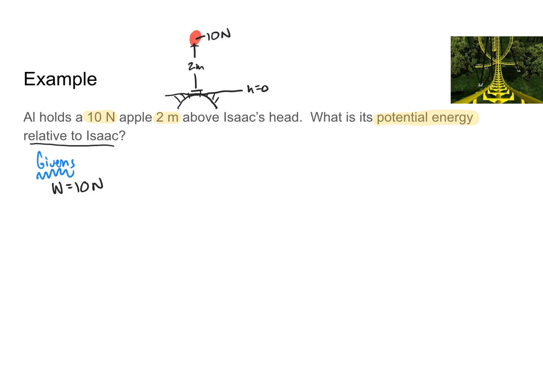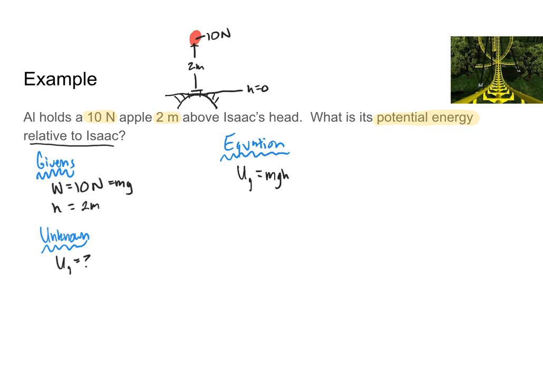So I'm going to go ahead and just condense that down into one line. My weight is 10 newtons, and my weight is mg. So mg is 10 newtons. I also know that my height is 2 meters. And I am trying to find my gravitational potential energy, U sub g. So that brings me to my equation. So I know that my gravitational potential energy is equal to mgh. I also know that mg is equal to my weight.